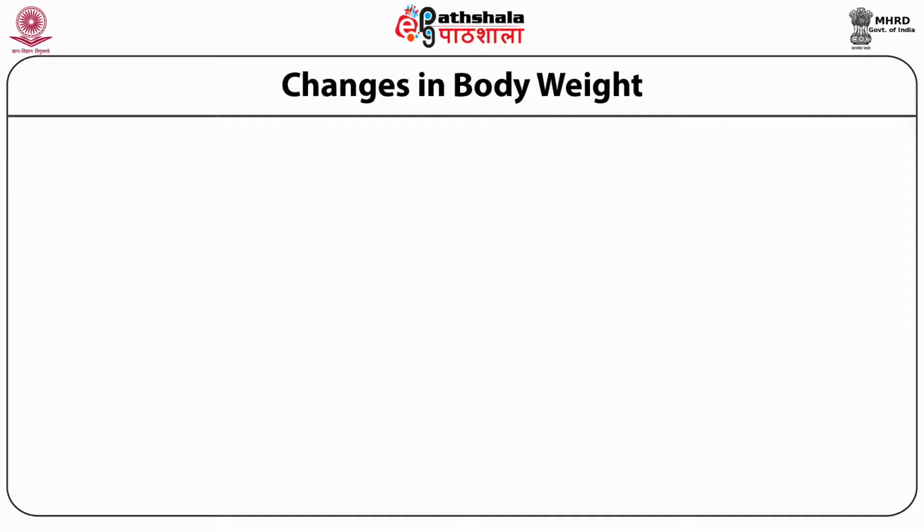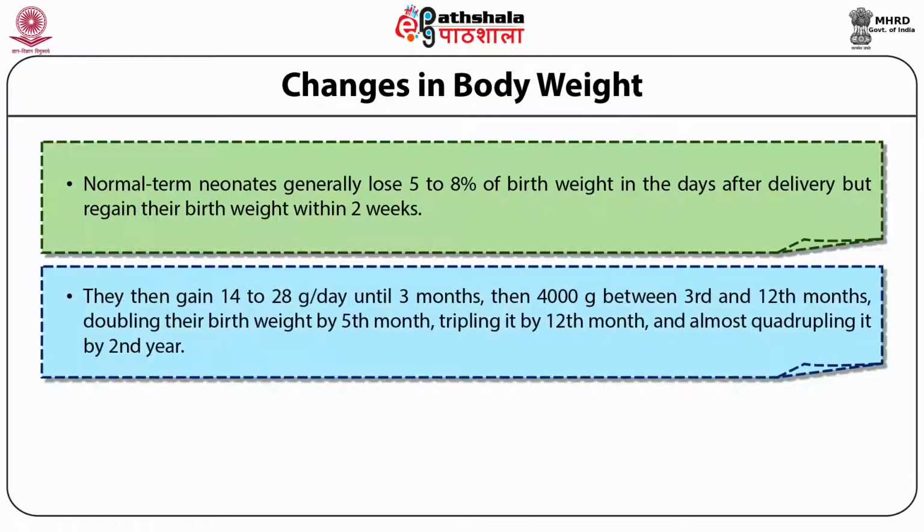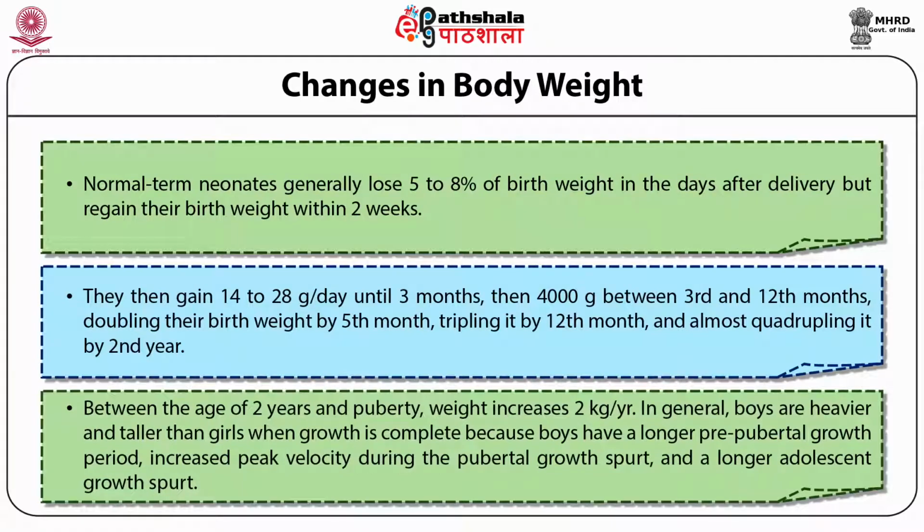Changes in body weight. Normal term neonates generally lose 5 to 8% of birth weight in the days after delivery, but regain their birth weight within 2 weeks. They then gain 14 to 28 grams per day until 3 months, then 4,000 grams between the 3rd and 12th months, doubling their birth weight by the 5th month, tripling it by 12 months, and almost quadrupling it by the 2nd year. Between the age of 2 years and puberty, weight increases 2 kilos per year.